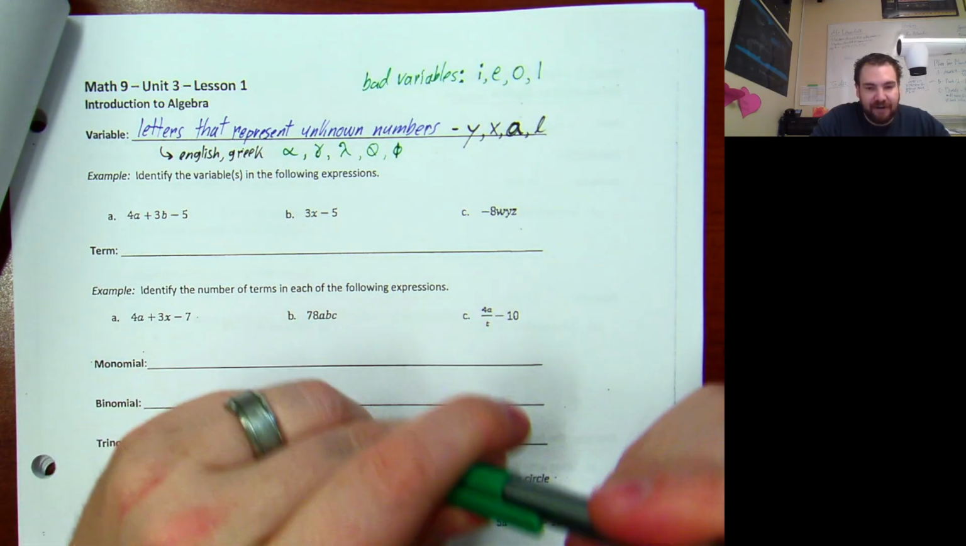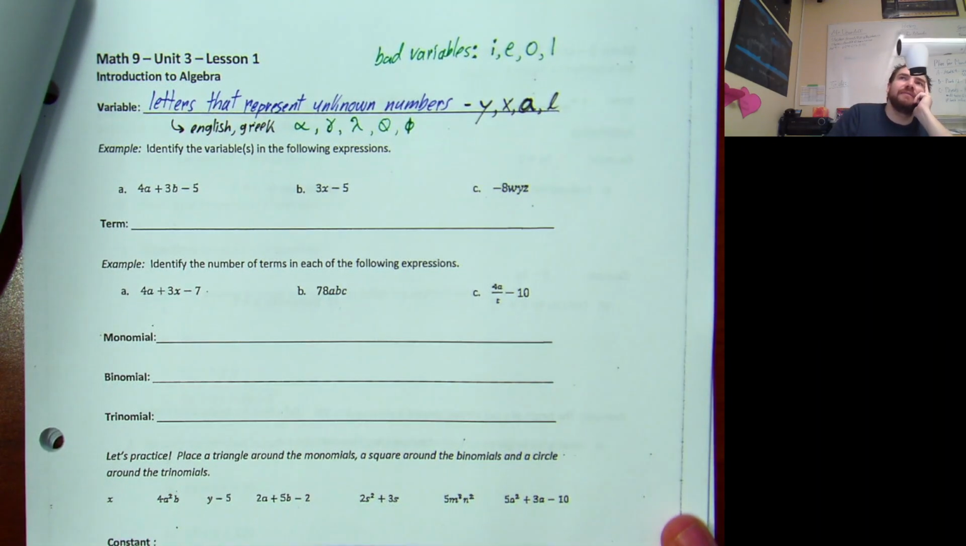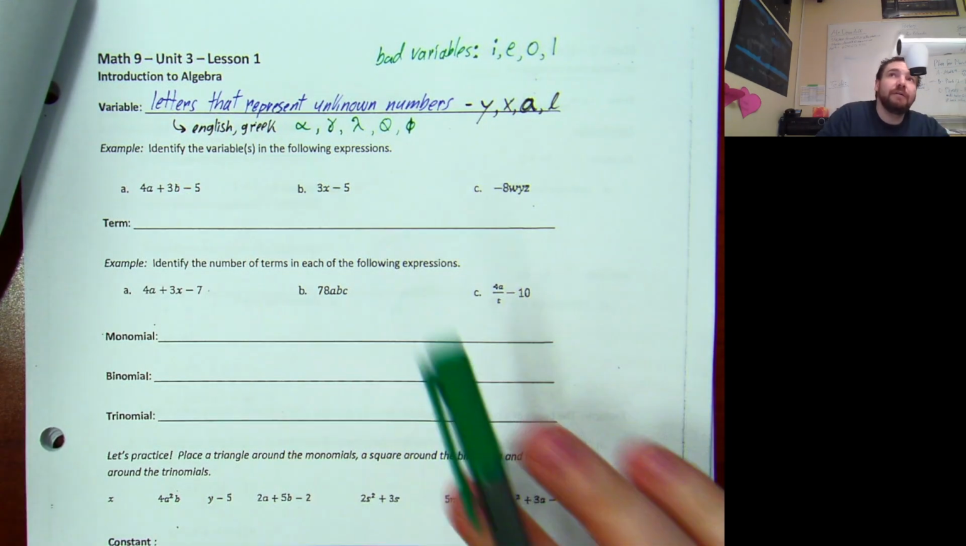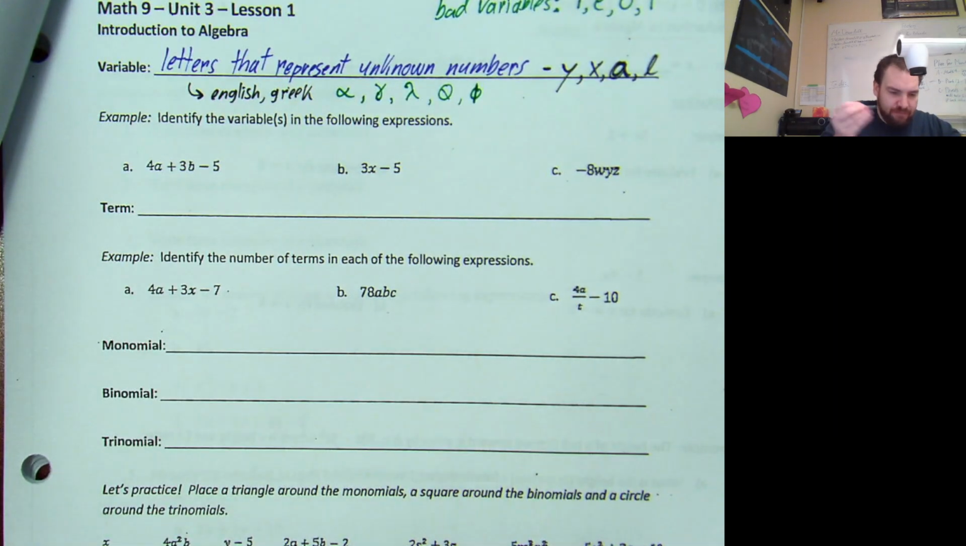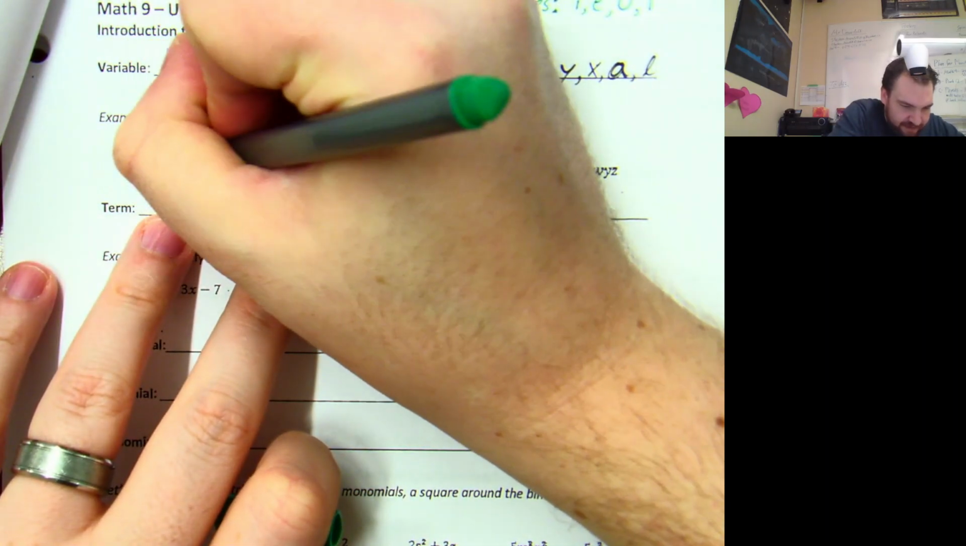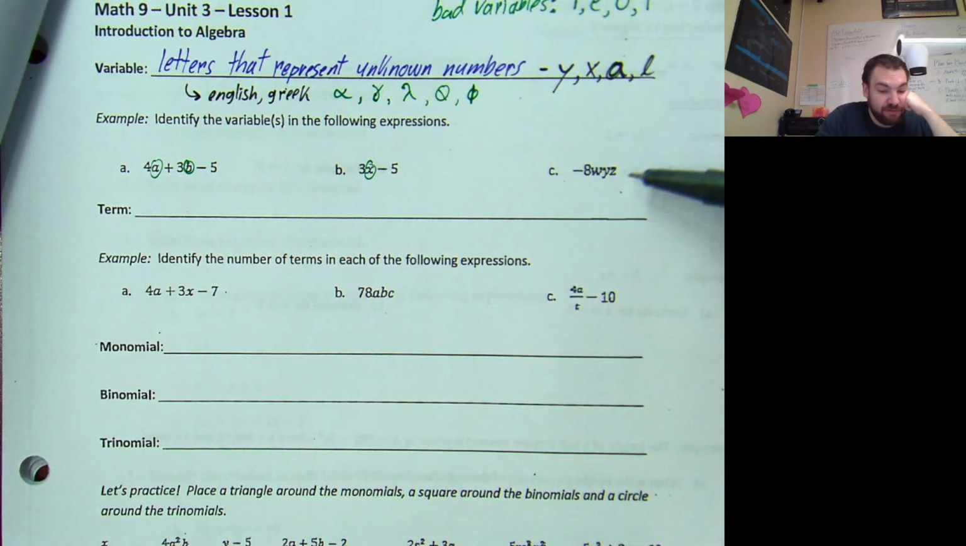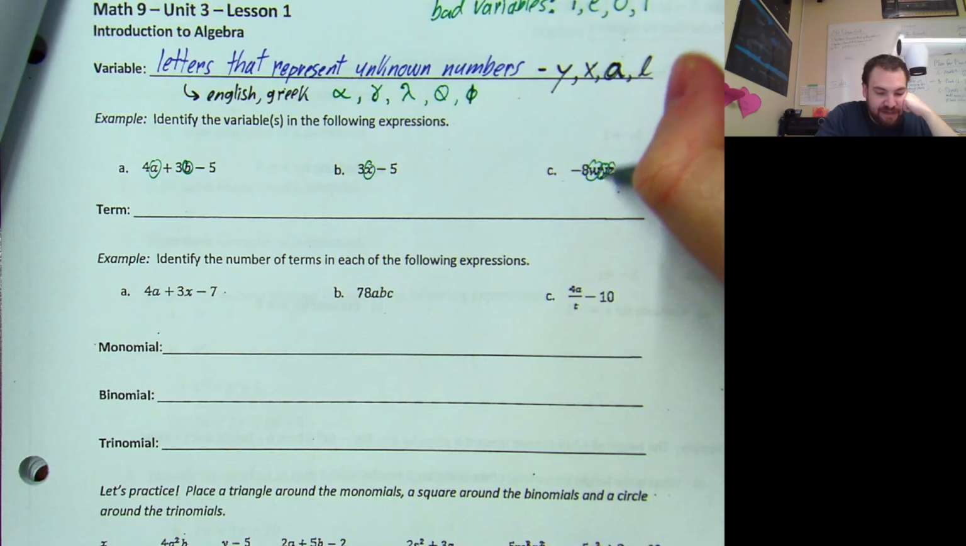So let's identify some variables here. I've got some expressions. What are the variables here? Yeah, A and B. That guy there, that guy there. Variables here. X, nice and easy. Variables here. W, Y, and Z. Love it.